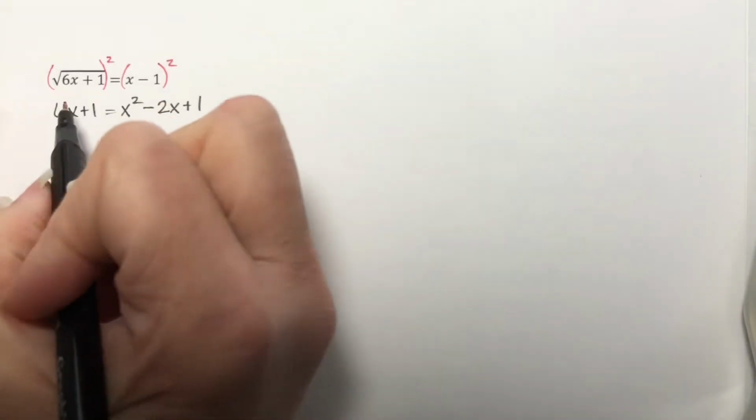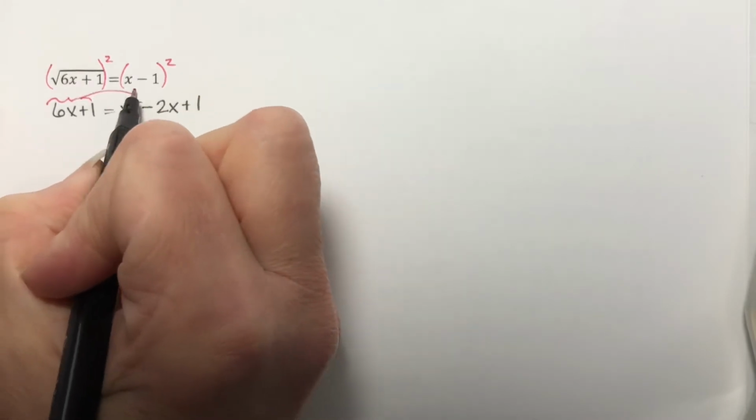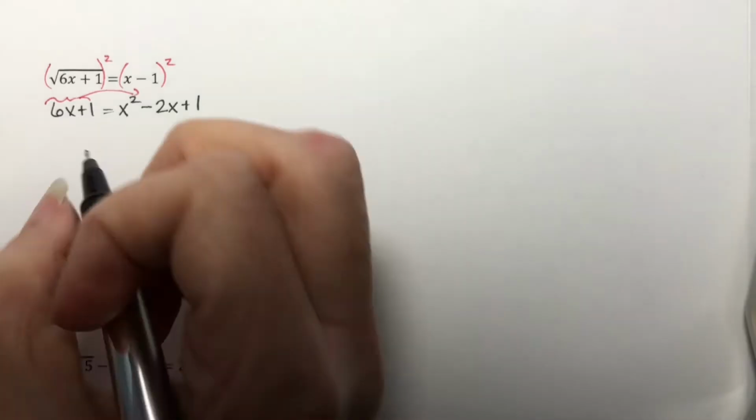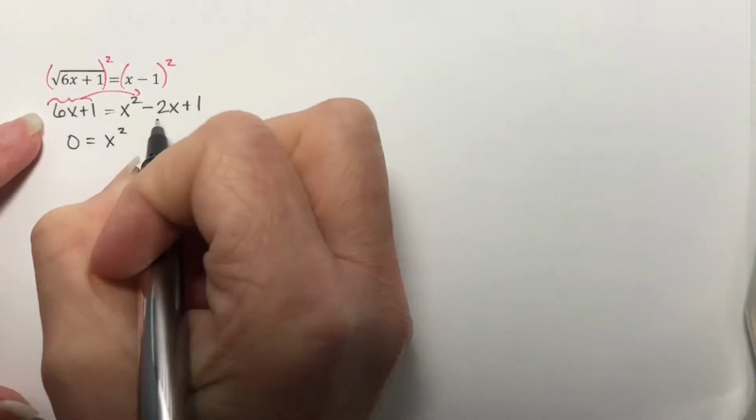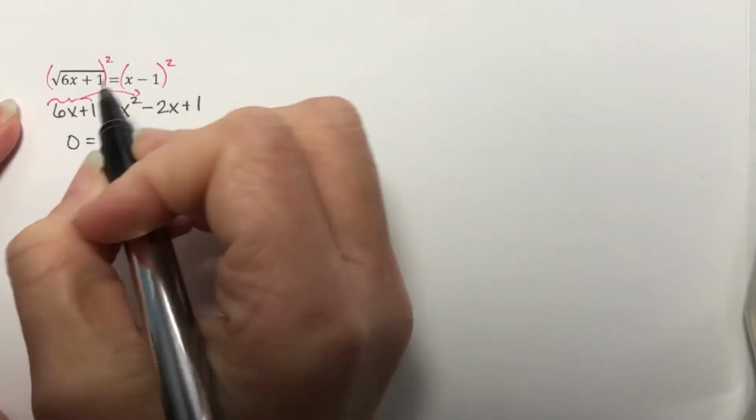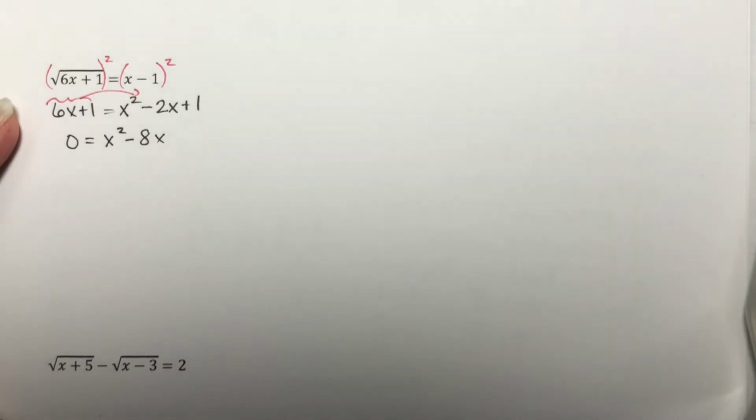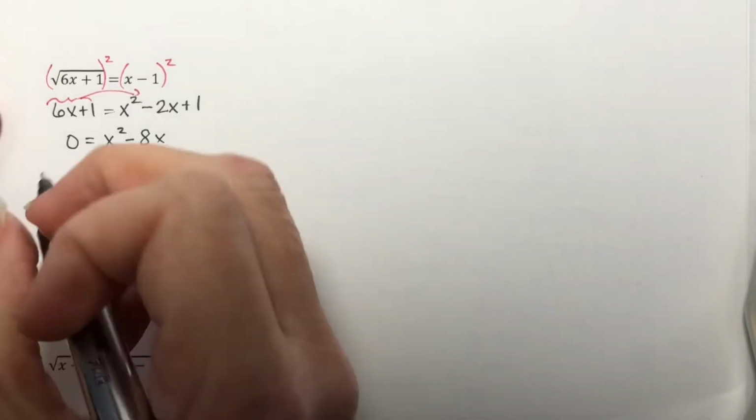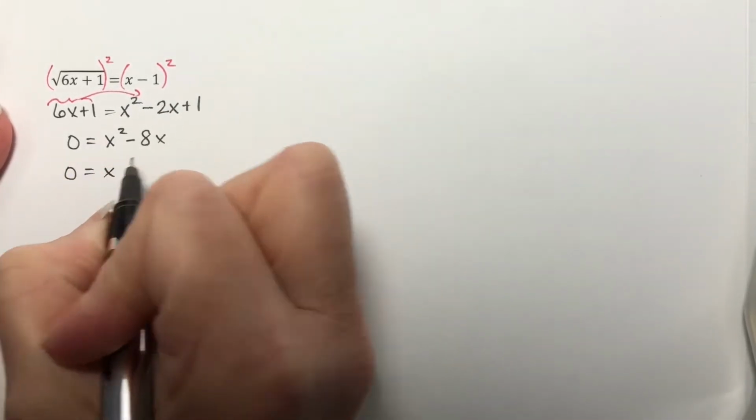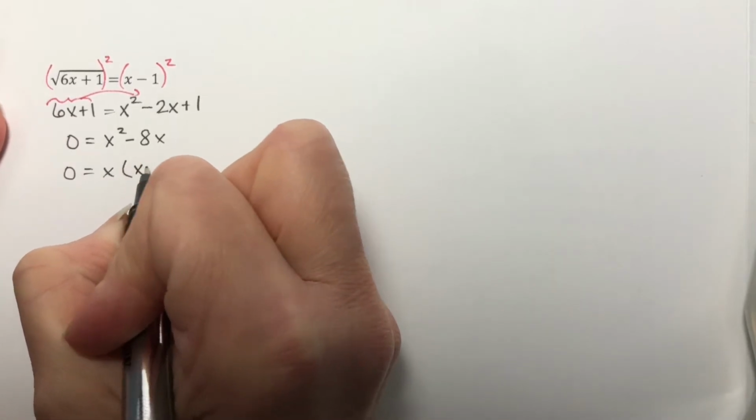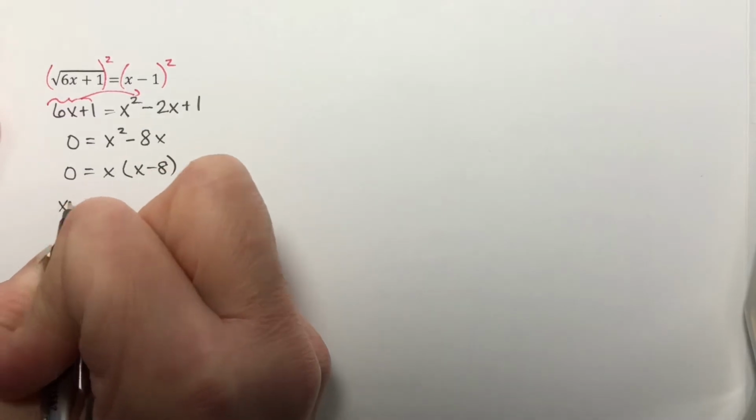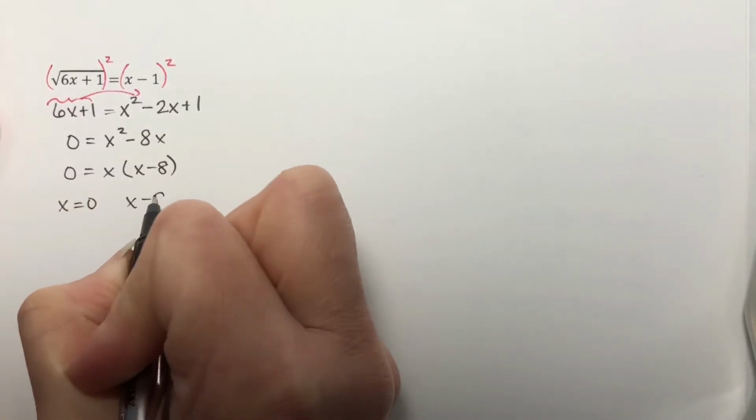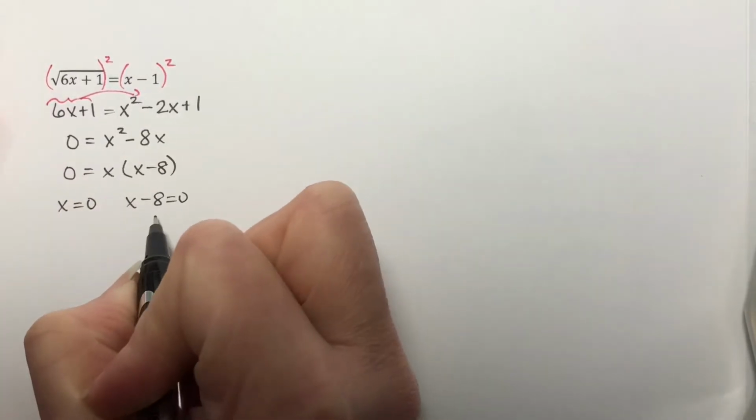Now we want a 0, so we take these and we move them over here. And we get 0 is equal to x squared, that's going to be minus 8x. And when you subtract the 1s, those cancel. This is easy to factor, just factor out an x. And your two potential answers, you get x equals 0, you get x minus 8 equals 0, so you have 0 and you have 8.